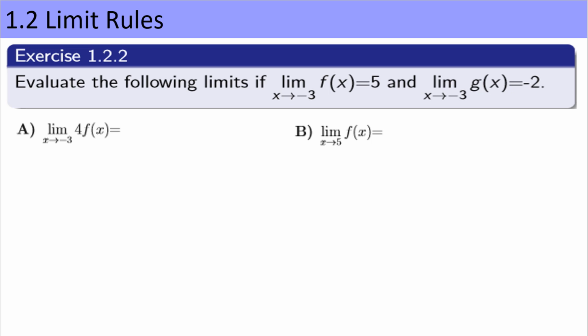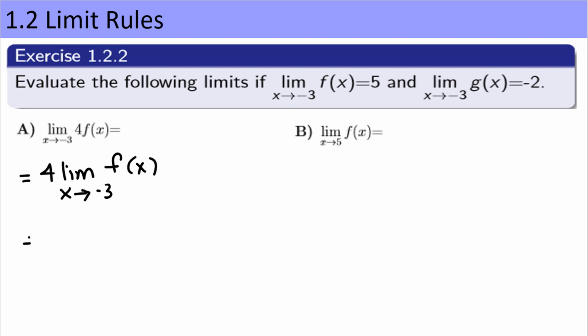Exercise 1.2.2. Evaluate the following limits if the limit as x approaches -3 of f of x equals 5 and the limit as x approaches -3 of g of x equals -2. Part A. The limit as x approaches -3 of 4 times f of x. Let's use the constant times a function property for the limit and express this as 4 times the limit as x approaches -3 of f of x.